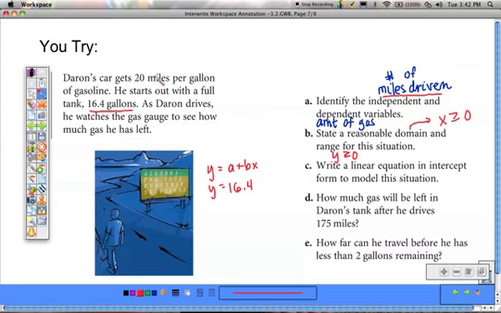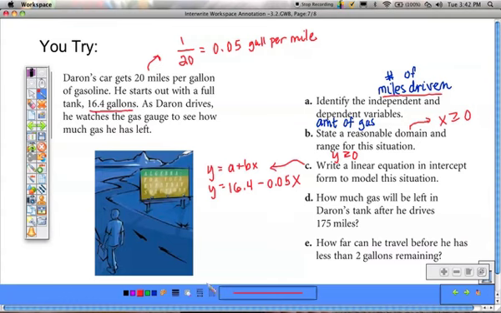So the rate of change here, we have to figure out how far it decreases per mile. So 20 miles for every 1 gallon. So 1 gallon every 20 miles. If we simplify that, that's 0.05 gallons per mile, because here gallons is on top and number of miles on the bottom. So there's your rate of change. So it goes down 0.05 gallons per mile, and then times x, and x is number of miles driven. So there's your equation.